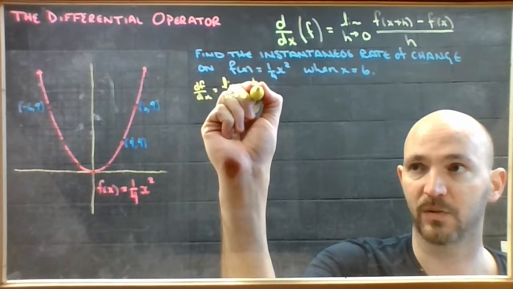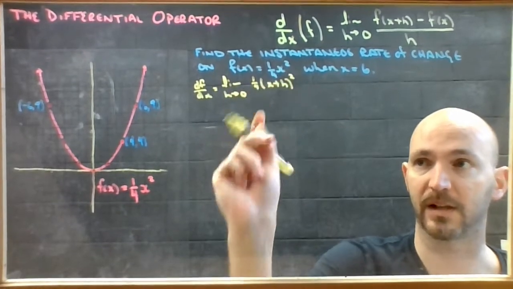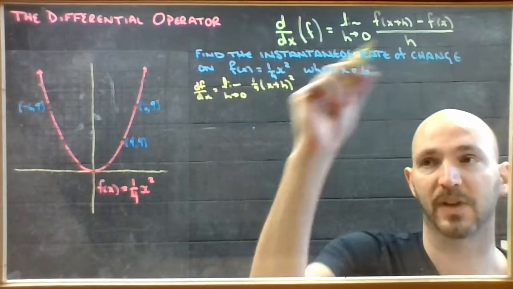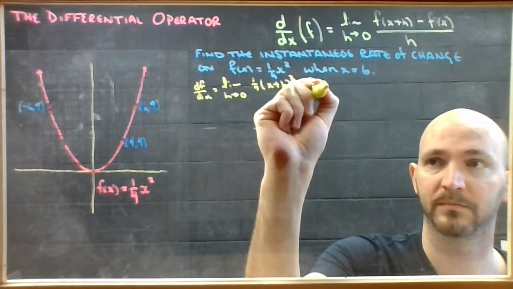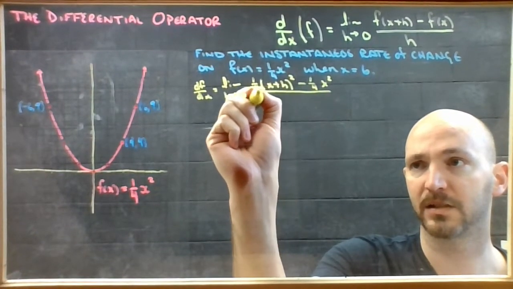So that would be 1/4 x plus h squared, right? Instead of x, I wrote x plus h. Subtract the function, which is just x squared, divided by h.